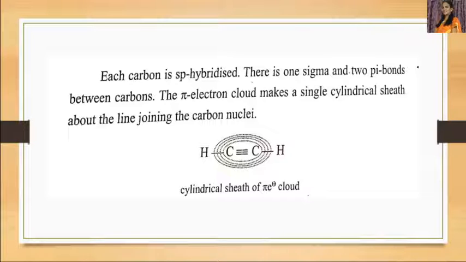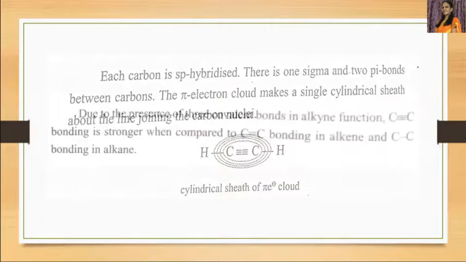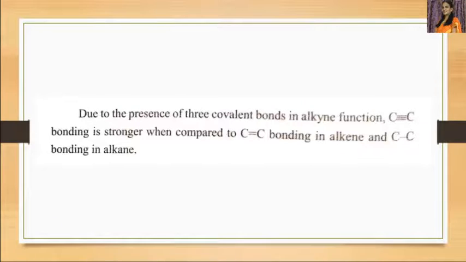Thus, the molecule is linear in shape due to sp hybridization. The bond angle is 180 degrees. Here you can observe the cylindrical sheath of pi electron cloud of both the carbon atoms, due to the presence of three covalent bonds, that is, a triple bond, in alkynes.